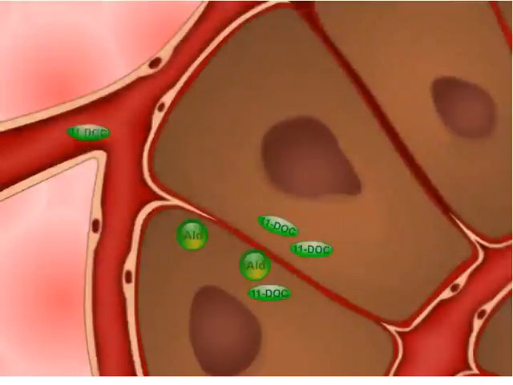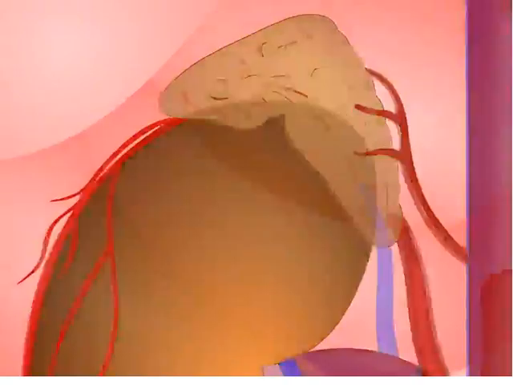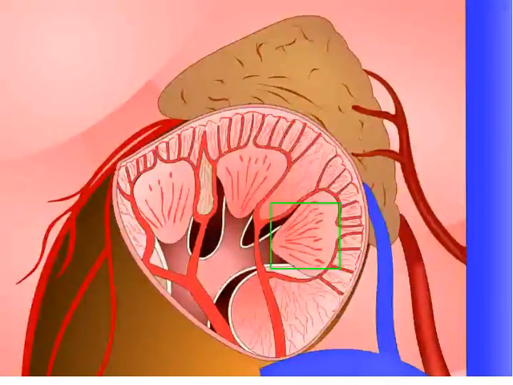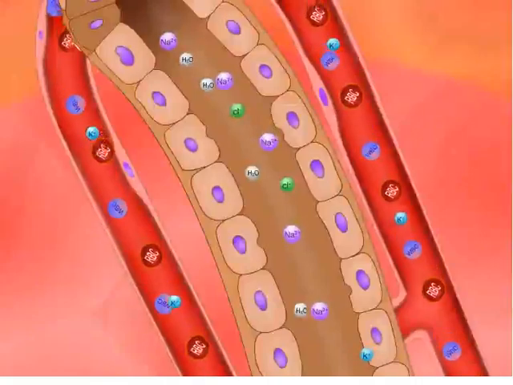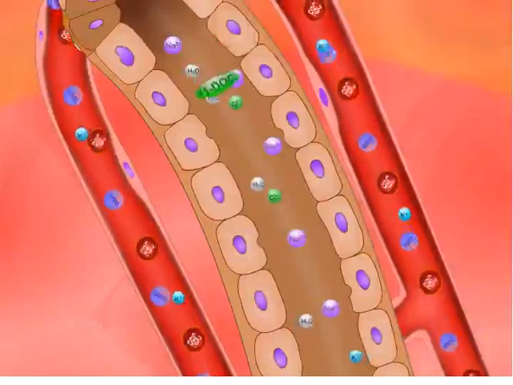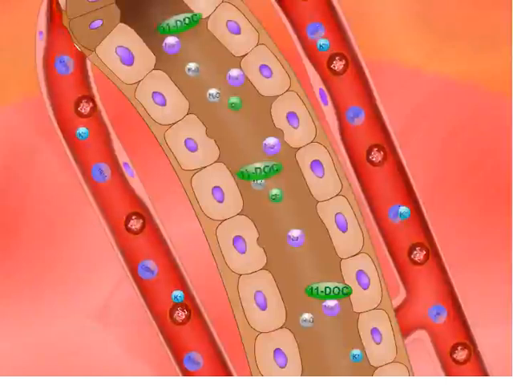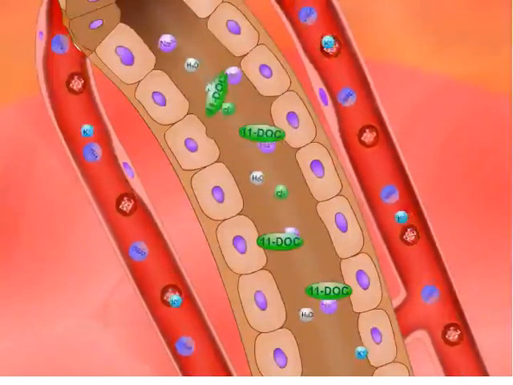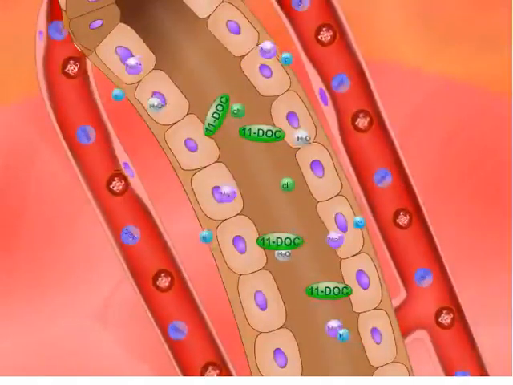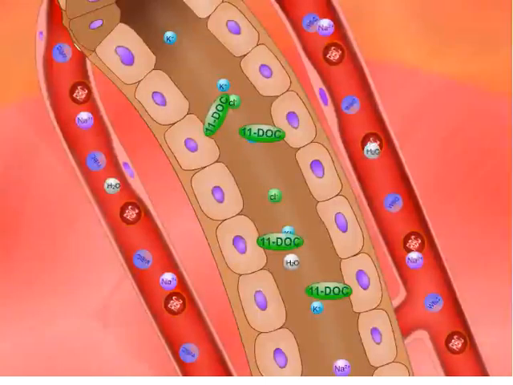Finally, 11-DOC circulates through the blood to the kidney. Let's zoom in on the kidney and focus on the collecting duct. Here, we see elevated levels of 11-DOC with the same effect on the collecting duct as aldosterone, of increasing the reabsorption of sodium and water as well as increasing the secretion of potassium. Again, this will lead to both hypertension and hypokalemia.